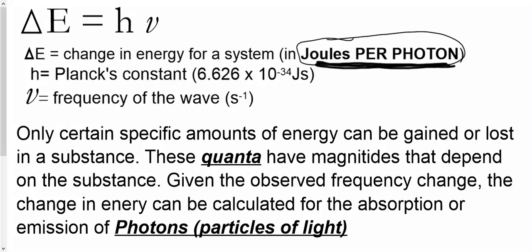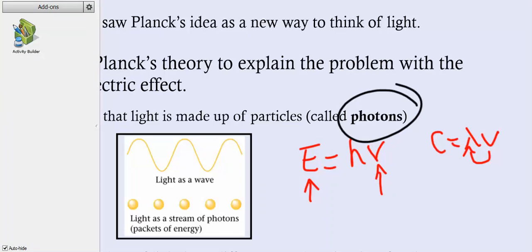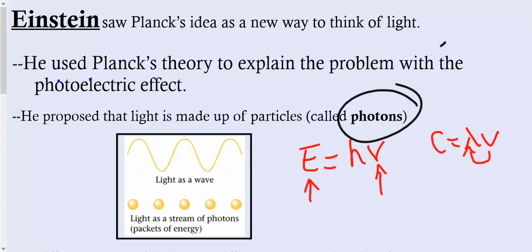So Einstein used Planck's idea for a new way to think of light. Since light is energy, and energy exists in particles or chunks, he proposed that light is made of particles, and he called those light particles photons. It fixed the problem with the photoelectric effect. So light can be viewed as a wave or a corresponding stream of photons.